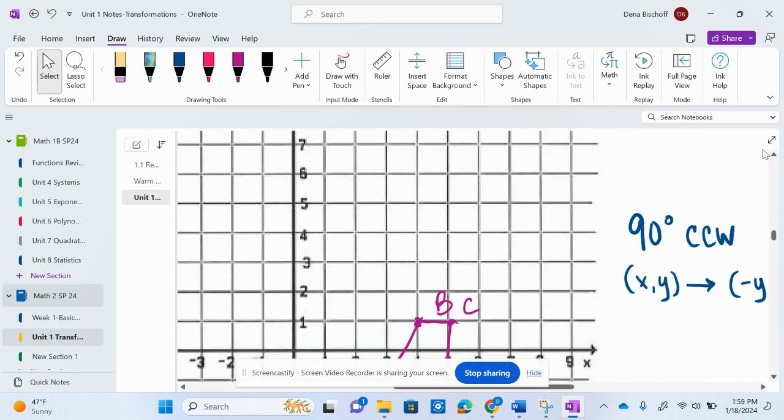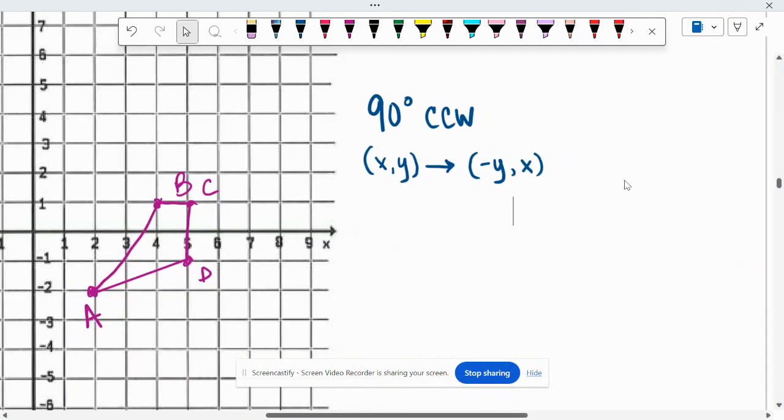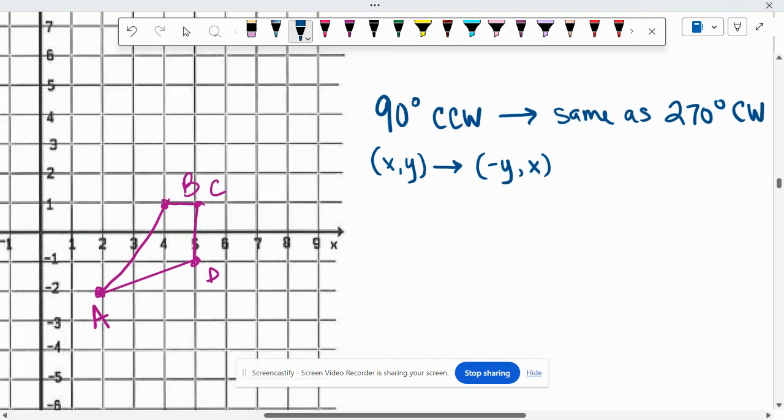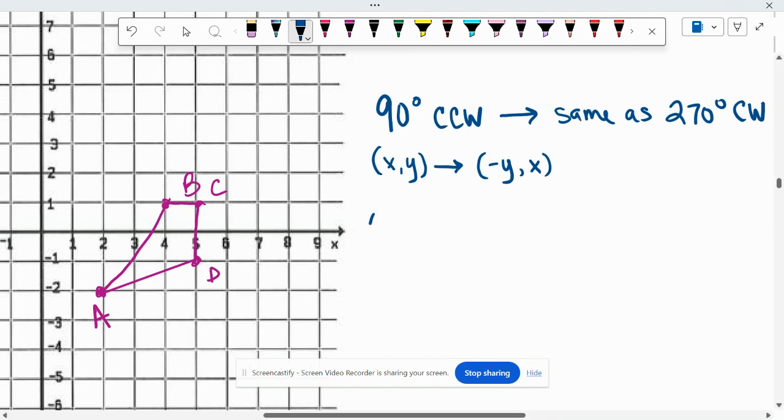So when we say that we're going to rotate something 90 degrees counterclockwise, in the back of your brain, you need to be thinking that that's the same thing as 270 degrees clockwise. I want you to be thinking of that, right? So the easiest way to do this is to list your ordered pairs.